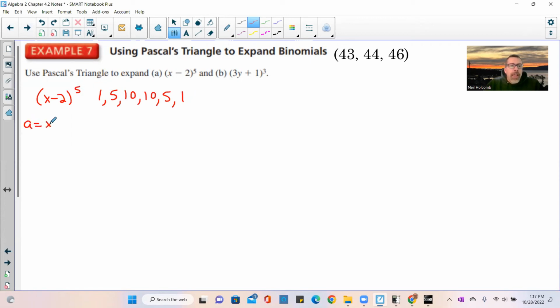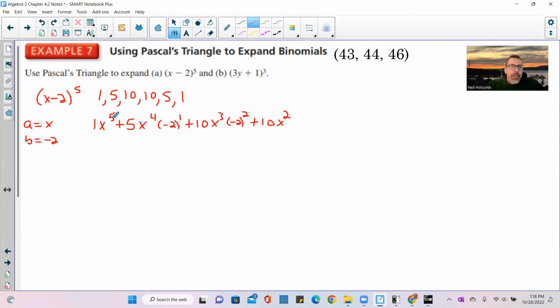A equals x and B equals negative 2. If you're thinking of this as a plus b, it's x plus a negative 2 to the power of 5. Okay, so then we're going to begin. Here's our leading coefficient, 1, and you take a to the power of what we're doing, which is the fifth power. So it's 1x to the fifth, plus our leading coefficient 5 times a, which is x to the 4, times b to the 1. Our powers add up to 5. Plus leading coefficient of 10 times a to the third b squared, because 3 plus 2 is 5, plus 10, our next leading coefficient, x squared.